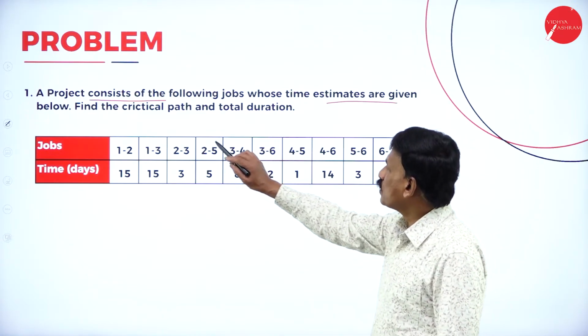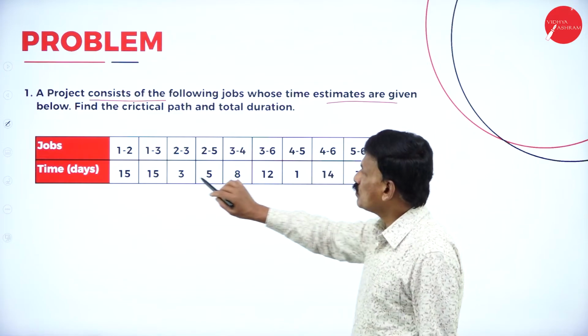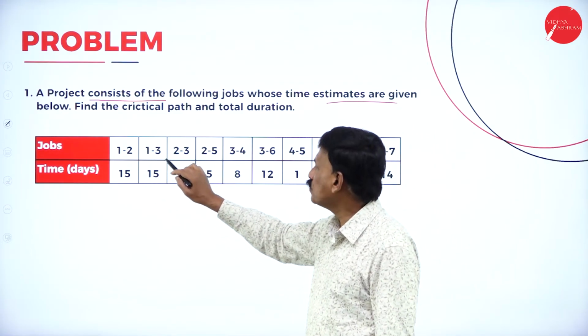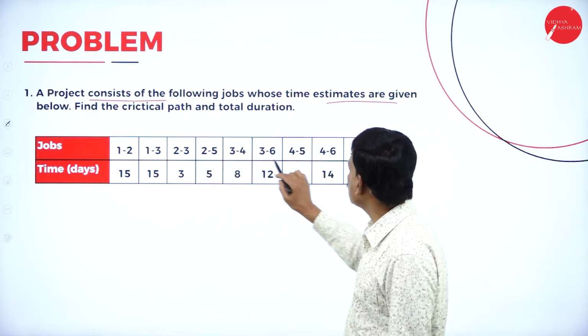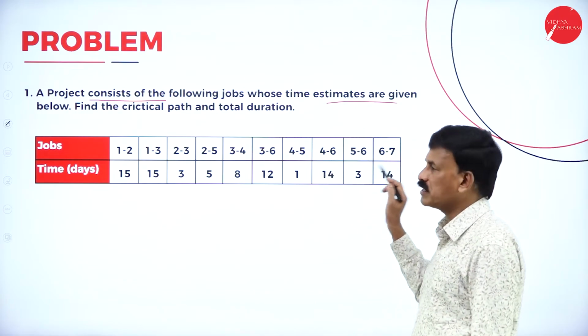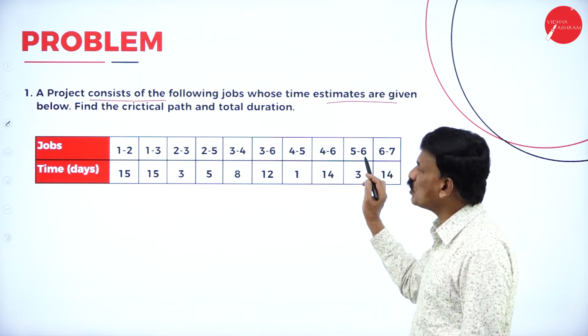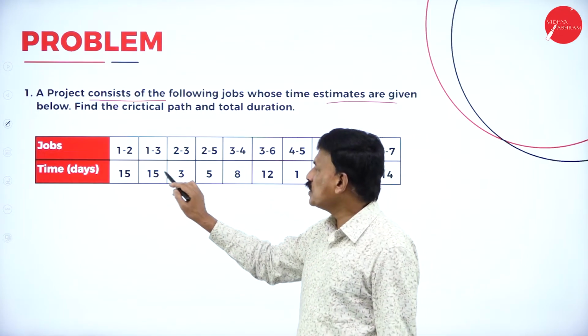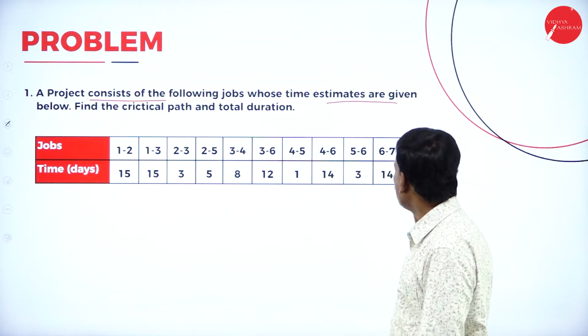So, the project consists of the following jobs. What are the jobs? These are the jobs 1 to 2, 1 to 3, 2 to 3, 2 to 5, etc., 6 to 7. Now, this number of people will do this job in how many days? 15 days, 15 days and 14 days like this.